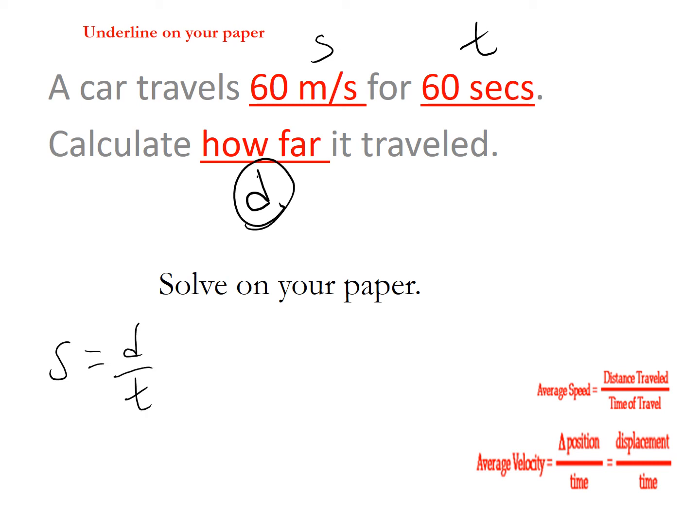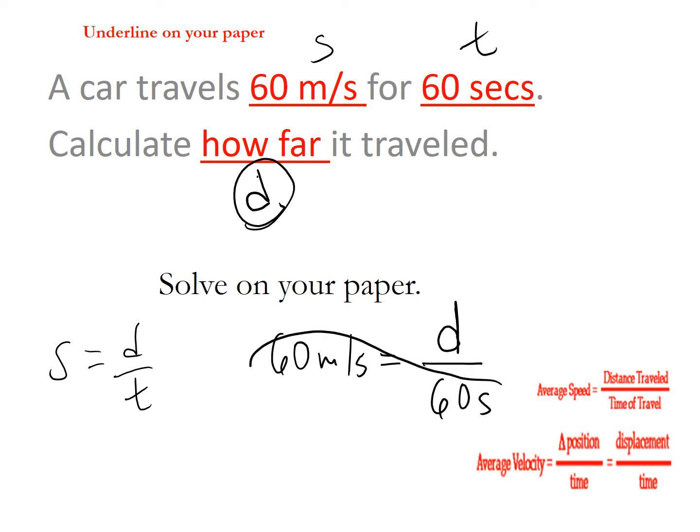So what I'm going to do is plug in my numbers first. So s is 60 meters per second. I don't know my distance, so I'm going to keep it as d, and my t is 60 seconds. To get d by itself here, I just cross multiply. So 60 meters per second times 60 seconds is equal to 3,600 meters.